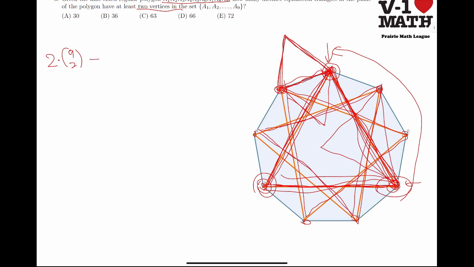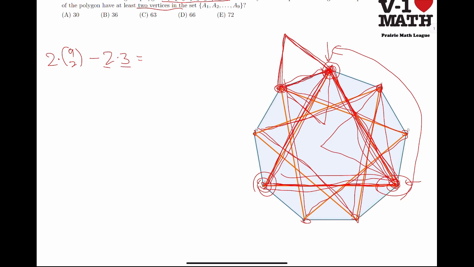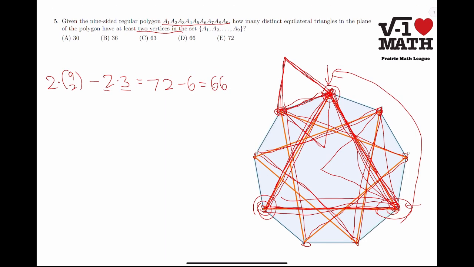Therefore, to get the correct count, we have to subtract 2 times 3, the number of overcounts times the number of triangles that were overcounted. And this gets us 72 minus 6, which is equal to 66. And this is option choice D.